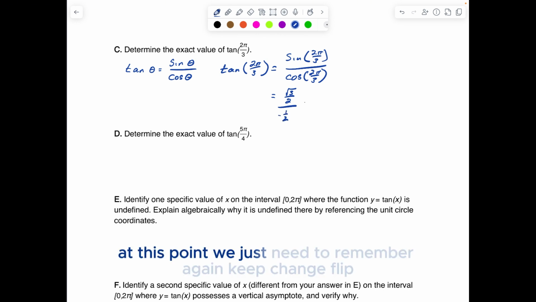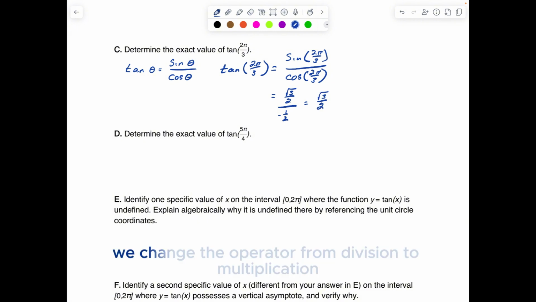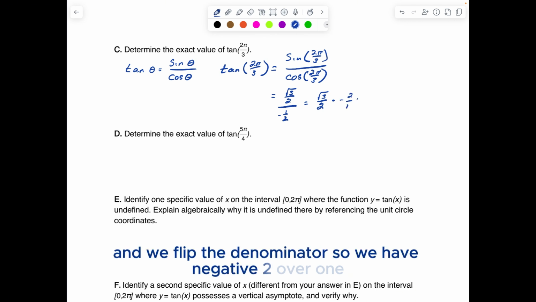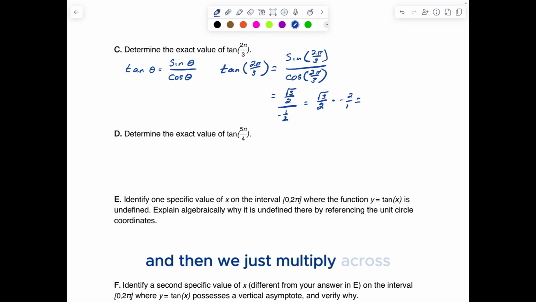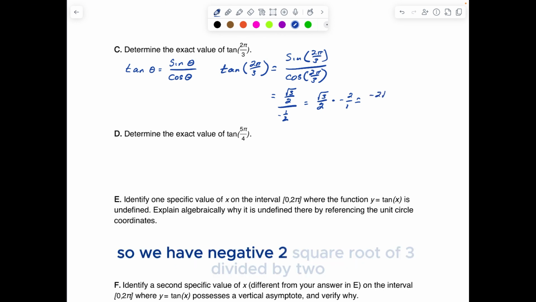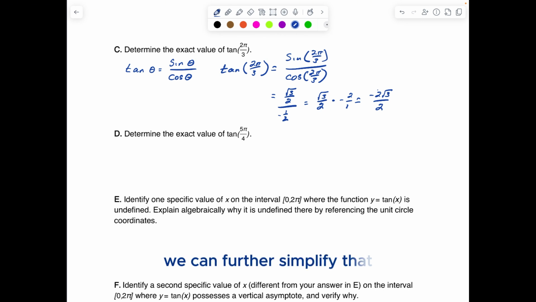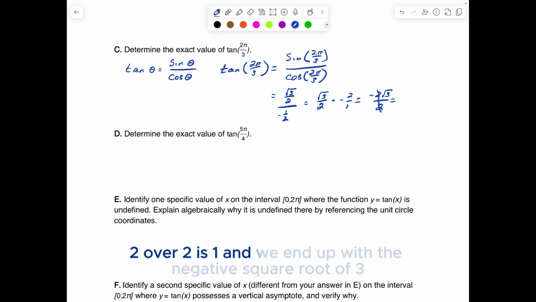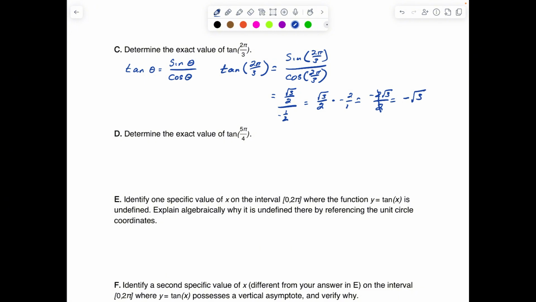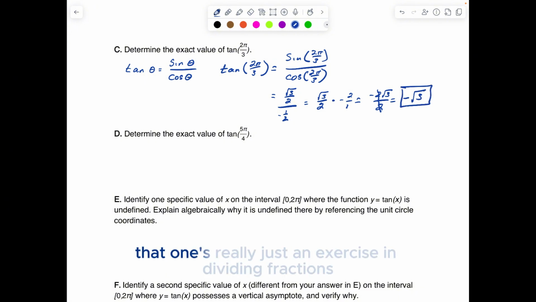Now at this point, we just need to remember again, keep, change, flip. We keep the numerator. We change the operator from division to multiplication, and we flip the denominator. So we have -2 over 1. And then we just multiply across. So we have -2 square root of 3 divided by 2. We can further simplify that. 2 over 2 is 1, and we end up with the negative square root of 3. That's all there is to that one. That one's really just an exercise in dividing fractions.